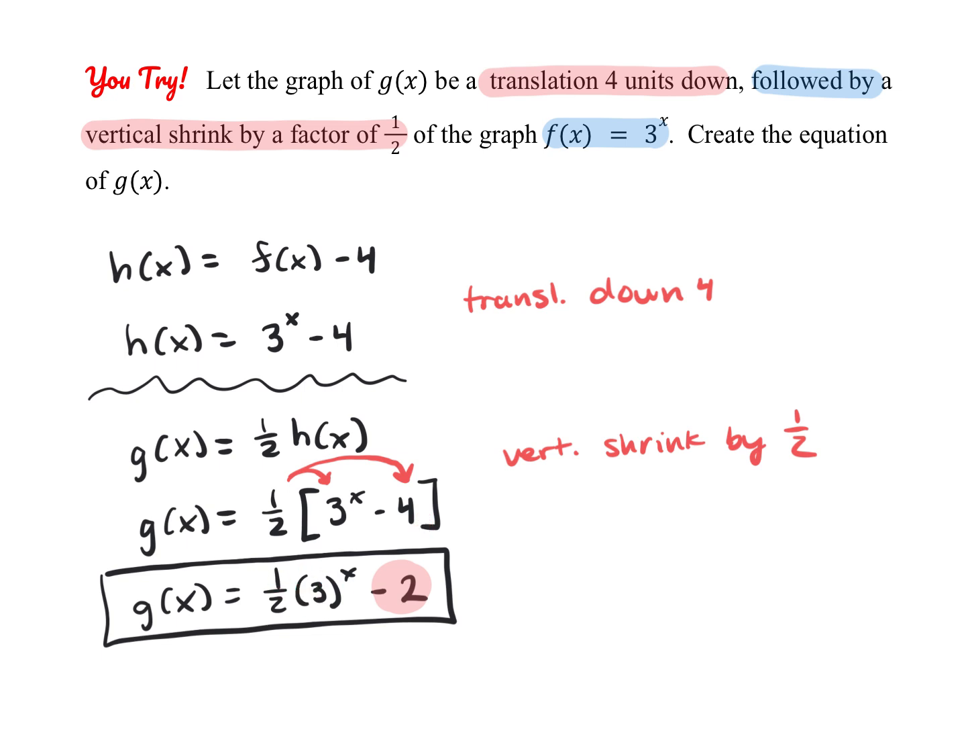So here, just remember, I cannot multiply the 3 and the 1/2. We should not write this as 3/2 to the power of x because 1/2 is not being raised to the power of x. That's order of operations. So we will write our final answer like this. It's 1/2 times 3 to the power of x minus 2. So please don't forget, for vertical stretches and shrinks, you should be multiplying every single part of your function.